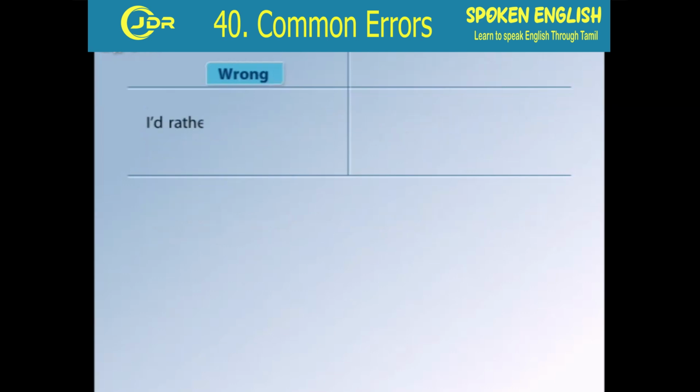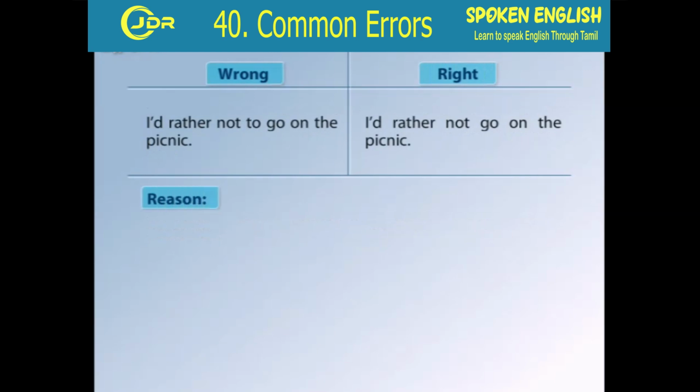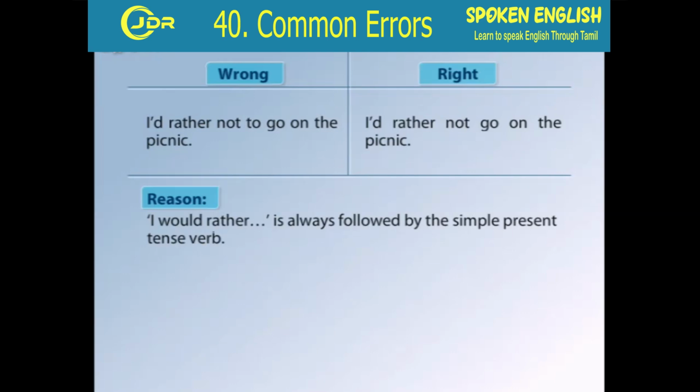Wrong. I'd rather not to go on the picnic. Right. I'd rather not go on the picnic. Reason. I would rather is always followed by the simple present tense verb.